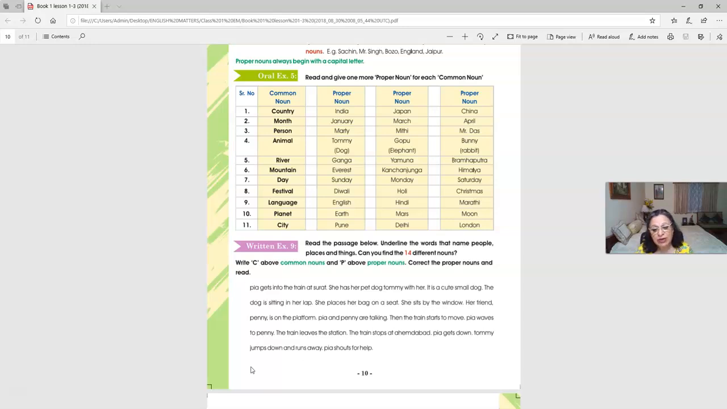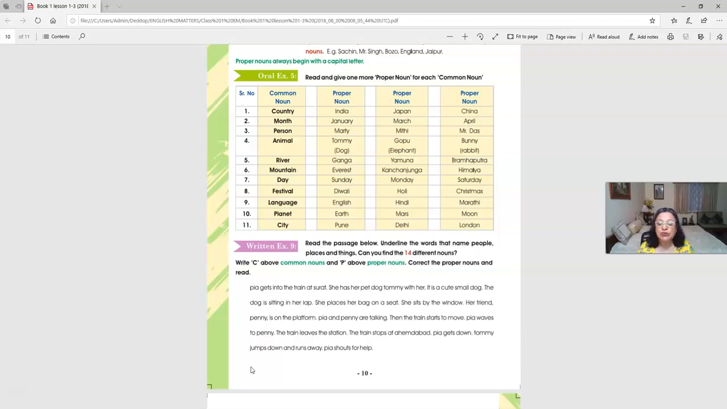So, station, common noun, because station can be any station. The actual name of the station is not given. The train stops at Ahmedabad. So, Ahmedabad is the name of a city. So, it is a proper noun. Pia gets down. Tommy jumps down and runs away. Pia shouts for help. So, the proper nouns now you have to put in capital letters.